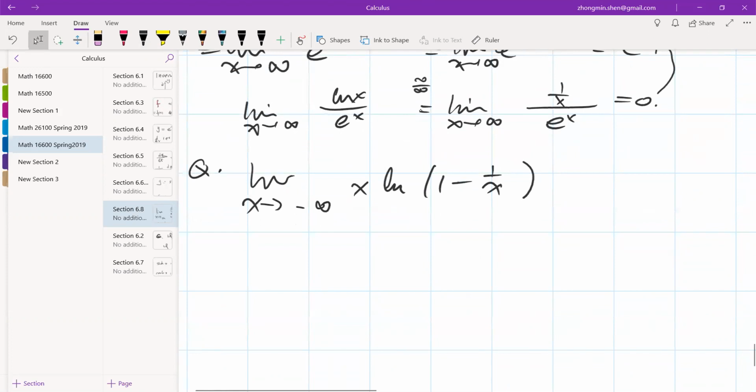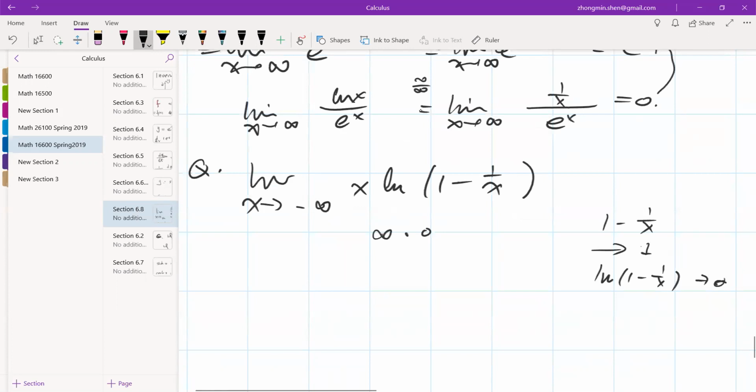It's not a quotient of two functions. But let's look at the natural log inside. So 1 minus 1 over x approaches 1, because 1 over x approaches 0 as x approaches negative infinity. So this approaches 1, and the natural log of this approaches 0, because the natural log of 1 is 0. So this is an infinity times 0 type.